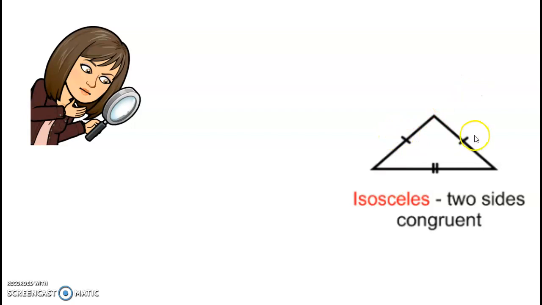So you can see there's one tick mark on this side, one tick mark on this side, and then they can show that the third side is different by putting a different amount of tick marks. So there's 1, 1, and 2. So that is an isosceles triangle. Two sides are congruent and one is different.